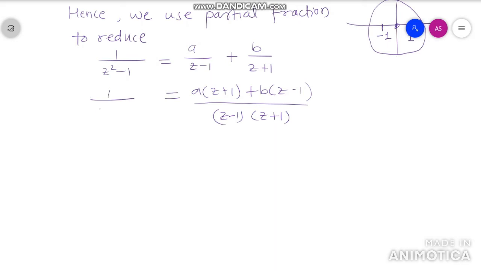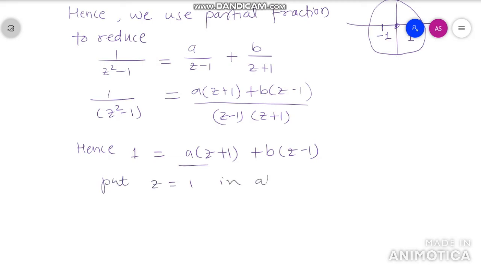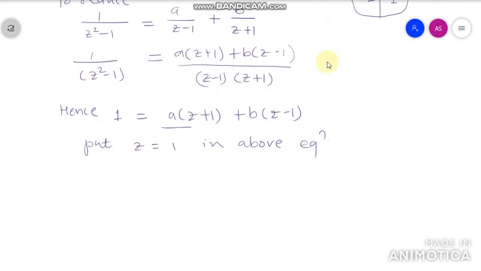In the LHS we have already 1 upon z square minus 1. So comparing LHS with RHS, the denominator is the same, hence the numerator is also the same, that is 1 equal to a into z plus 1 plus b into z minus 1. Now to obtain the value of a, we may put z is equal to 1 in the above equation. Suppose this equation is number 1.